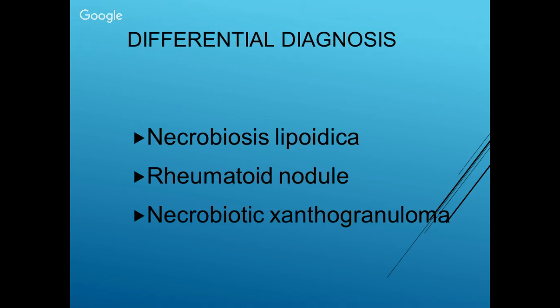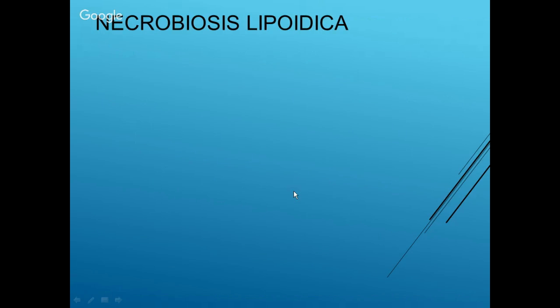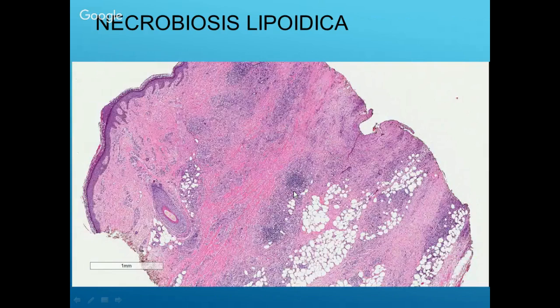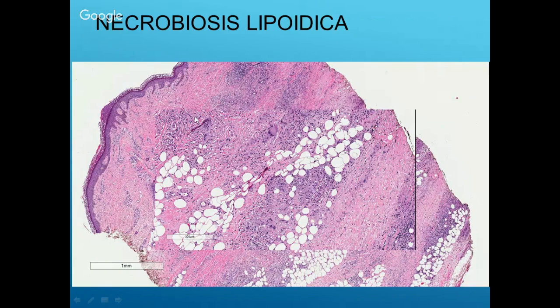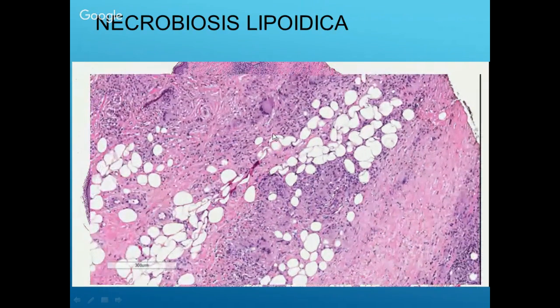The other conditions that can show you similar palisaded granulomas are NLD, which is necrobiosis lipoidica, rheumatoid nodule, and NXG. Because we have a shortage of time, I'll just show you that this is an NLD. In NLD, again, you see this layered cake pattern: sclerosis, inflammation, sclerosis, inflammation, sclerosis, inflammation. That is known as a layered cake pattern, and that is very classically seen in NLD. Again, in the granulomas you can see giant cells, granulomas that form almost like a palisade. If you go high power, you can see there are giant cells.